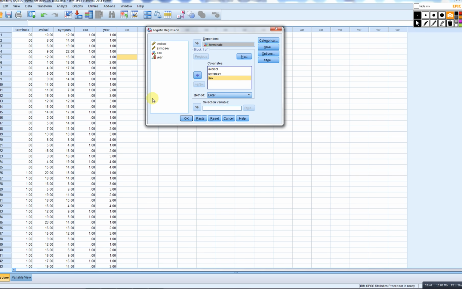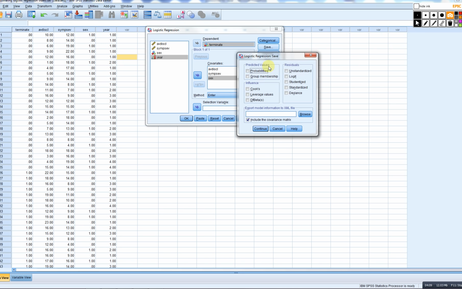If we included year, which we're not going to do in this particular illustration, then we would be utilizing the categorical function in order to have SPSS generate dummy variables to capture the information contained in the year variable. So in terms of various options, we will click on Save. We can ask for predicted probabilities and predicted group membership.